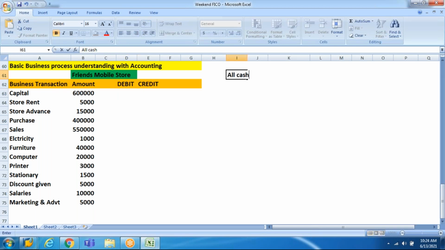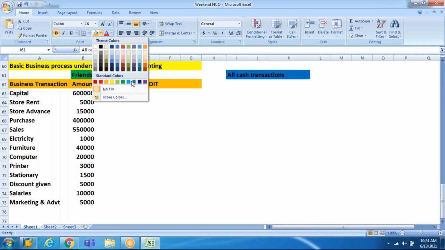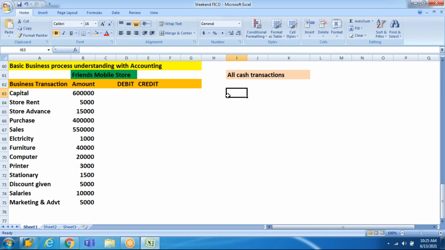So all cash transactions. We don't have any bank transactions. Let us assume the reason is that we did not open the bank account in the first month. The first month we managed everything with cash only. So the offsetting account for everything will remain constant, the cash account. Wherever you are spending, wherever you are receiving, let us assume we are spending in cash and receiving in cash.